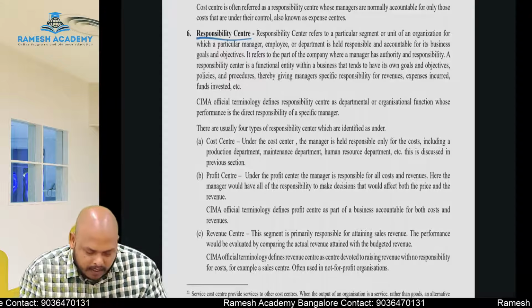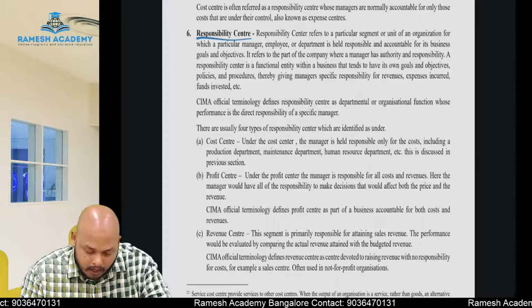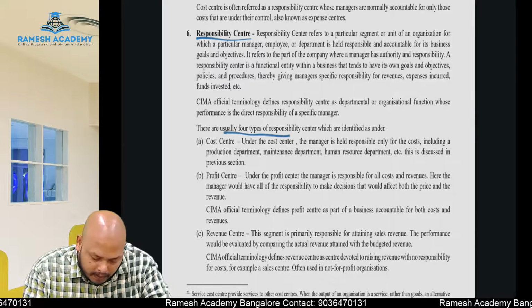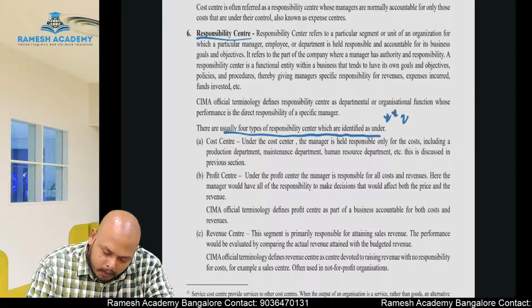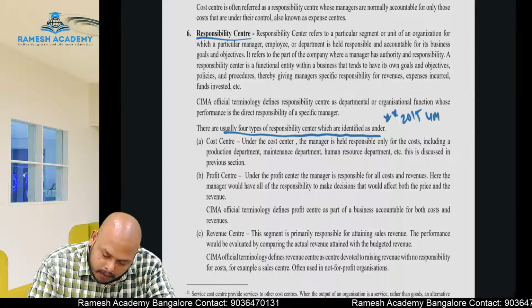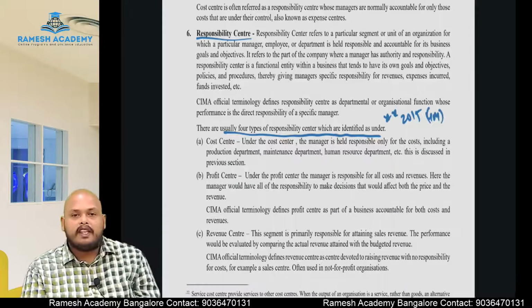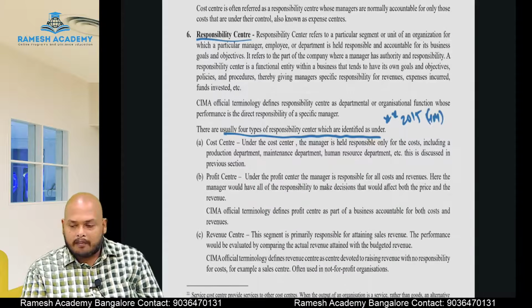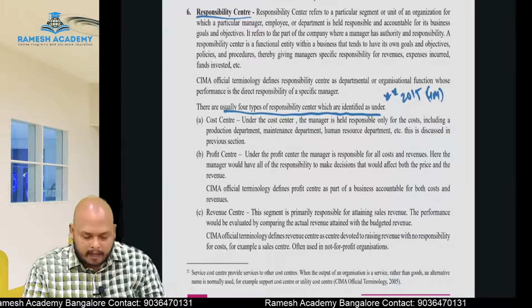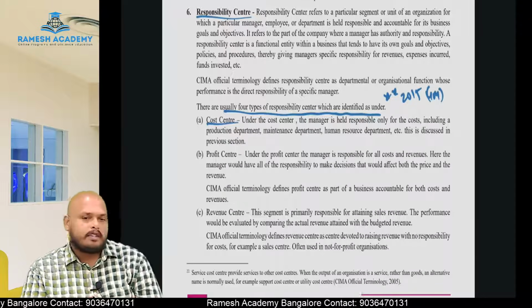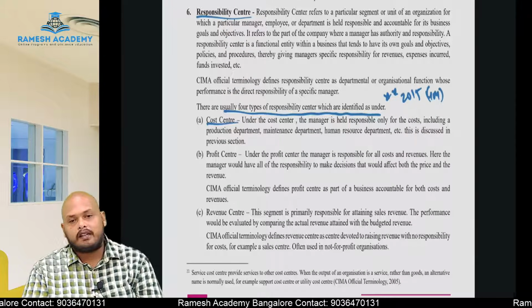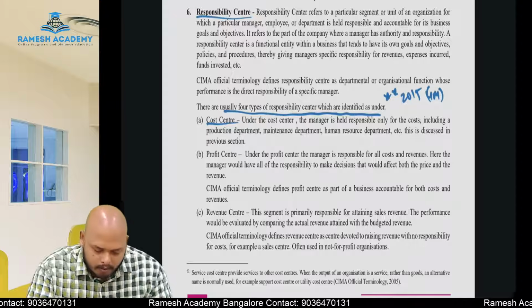Under this responsibility center, there are usually 4 types of responsibility center which are identified. They asked this as a theory question in 2015, I guess, for 4 marks. Types of responsibility center, there are 4 types. One is cost center. Basically, I just discussed cost center. It is a center which is responsible for the incurrence of cost.